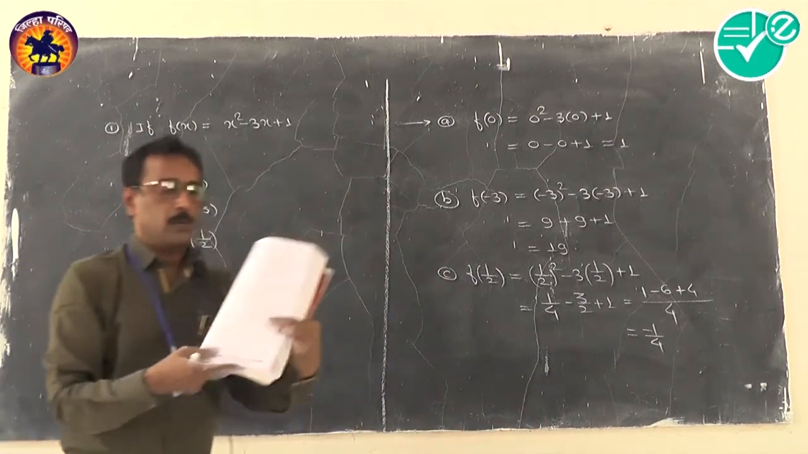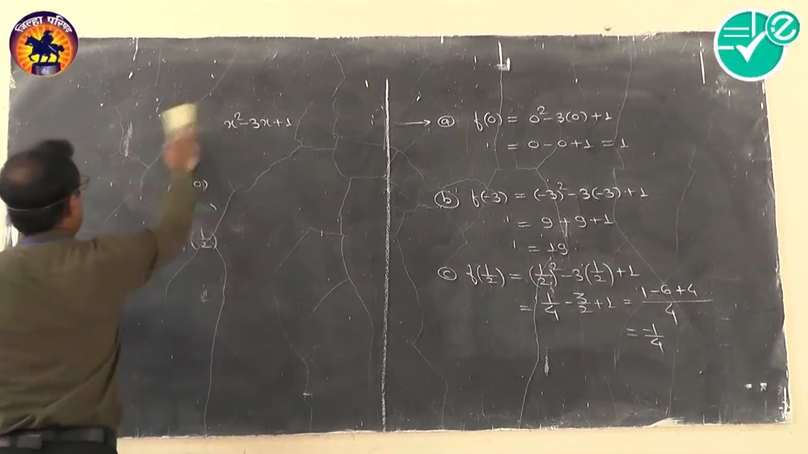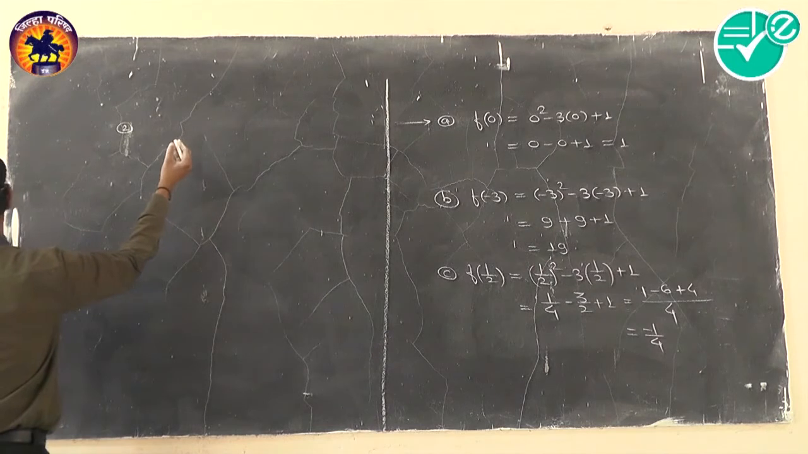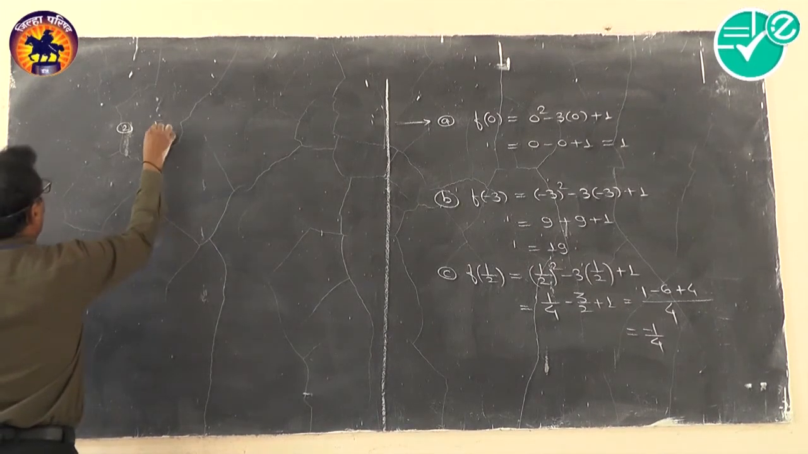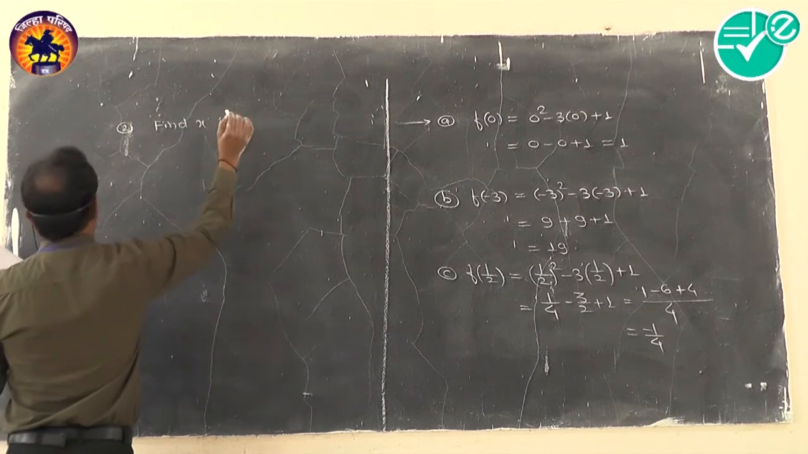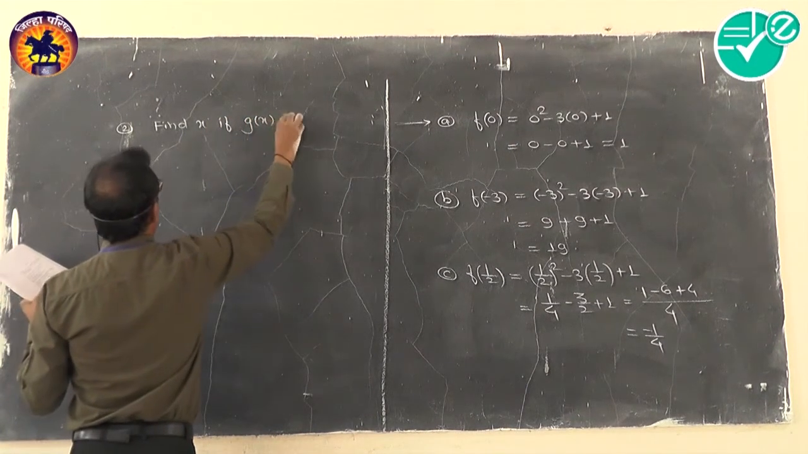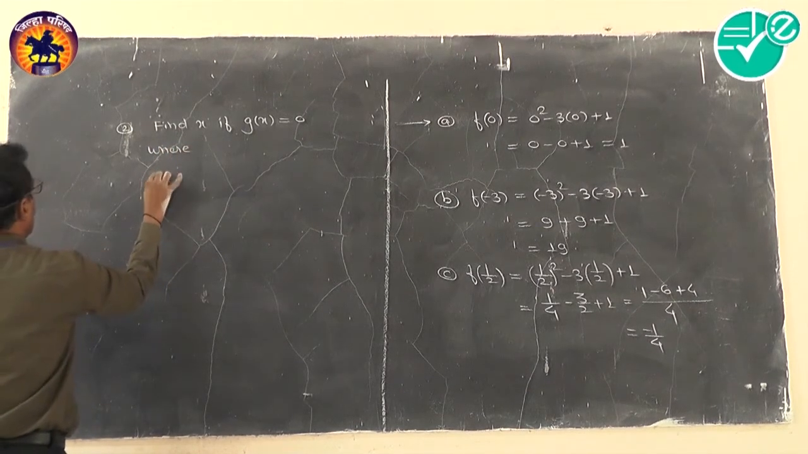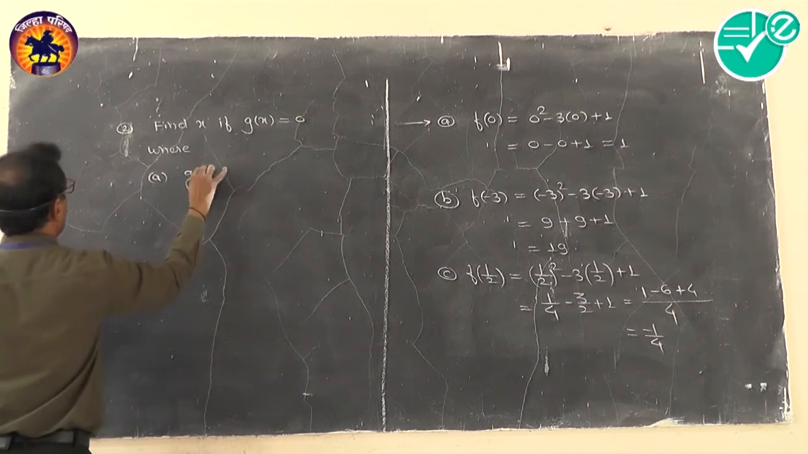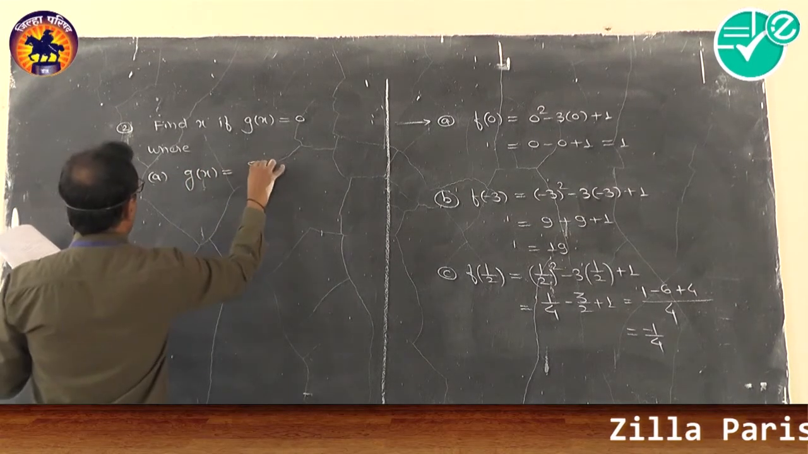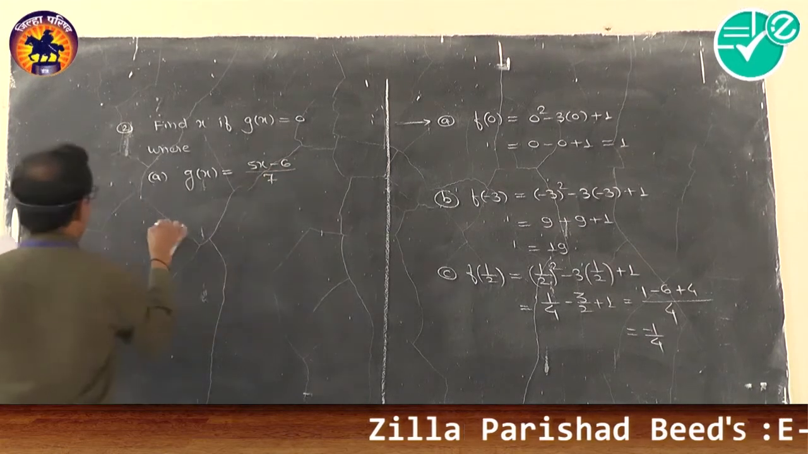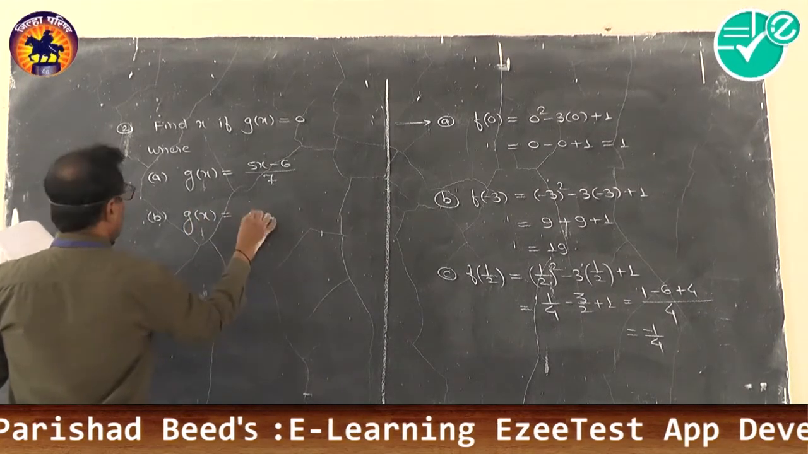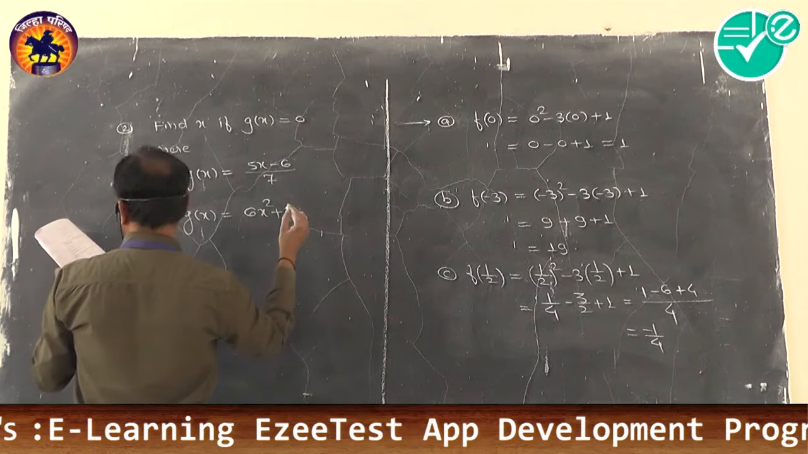Now take question number 2. Question number 2: find x if g of x is equal to 0, where sub question A is g of x equal to 5x minus 6 upon 7, and the second question is g of x equal to 6x square plus x minus 2.